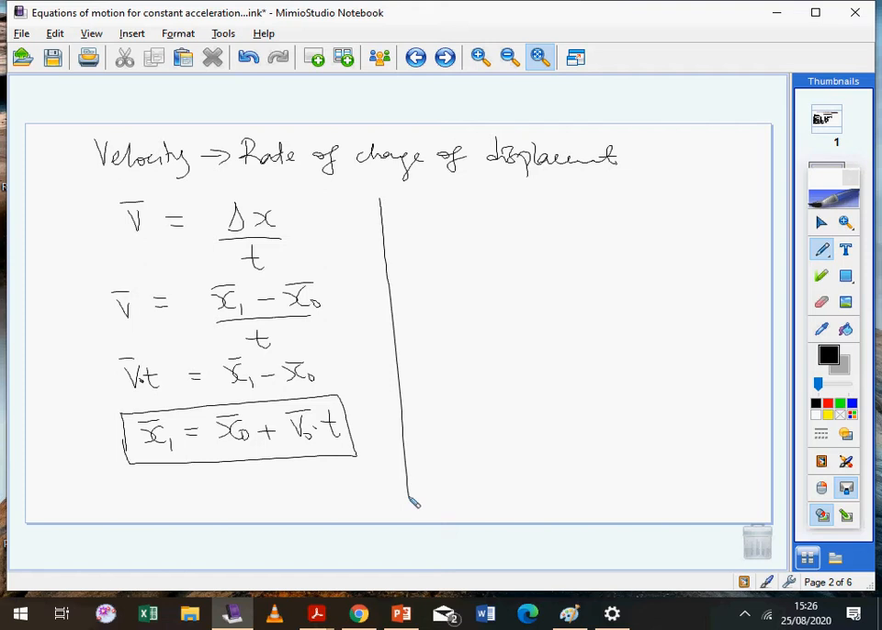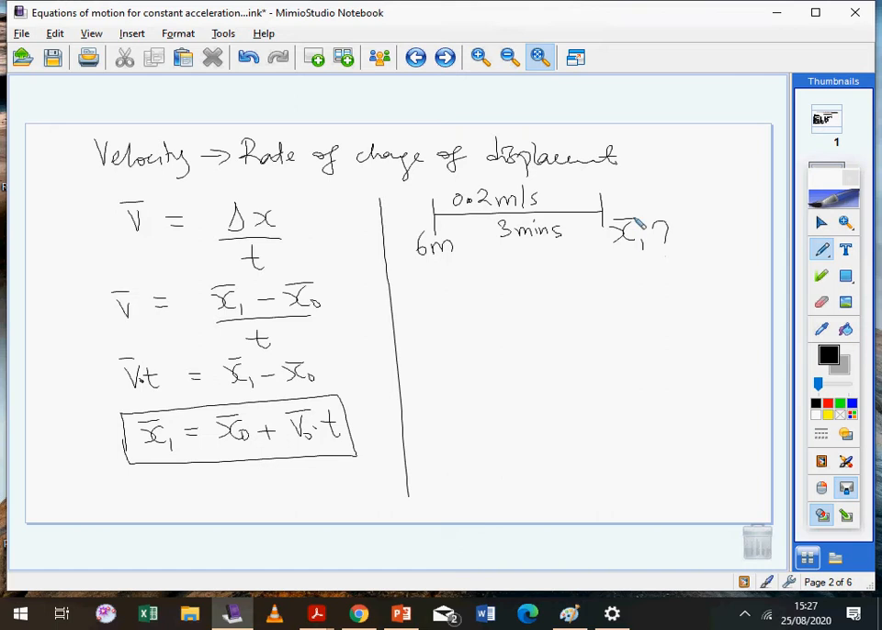If I was told that Georgie was initially at a position of 6 meters, and he traveled at a speed of 0.2 meters per second. This is very slow, Georgie. 0.2 meters per second, and it took him 3 minutes to get to where he was going, and I want to know his final position. Then I can plug those values straight into the equation, and that will tell me where George is going to end up.